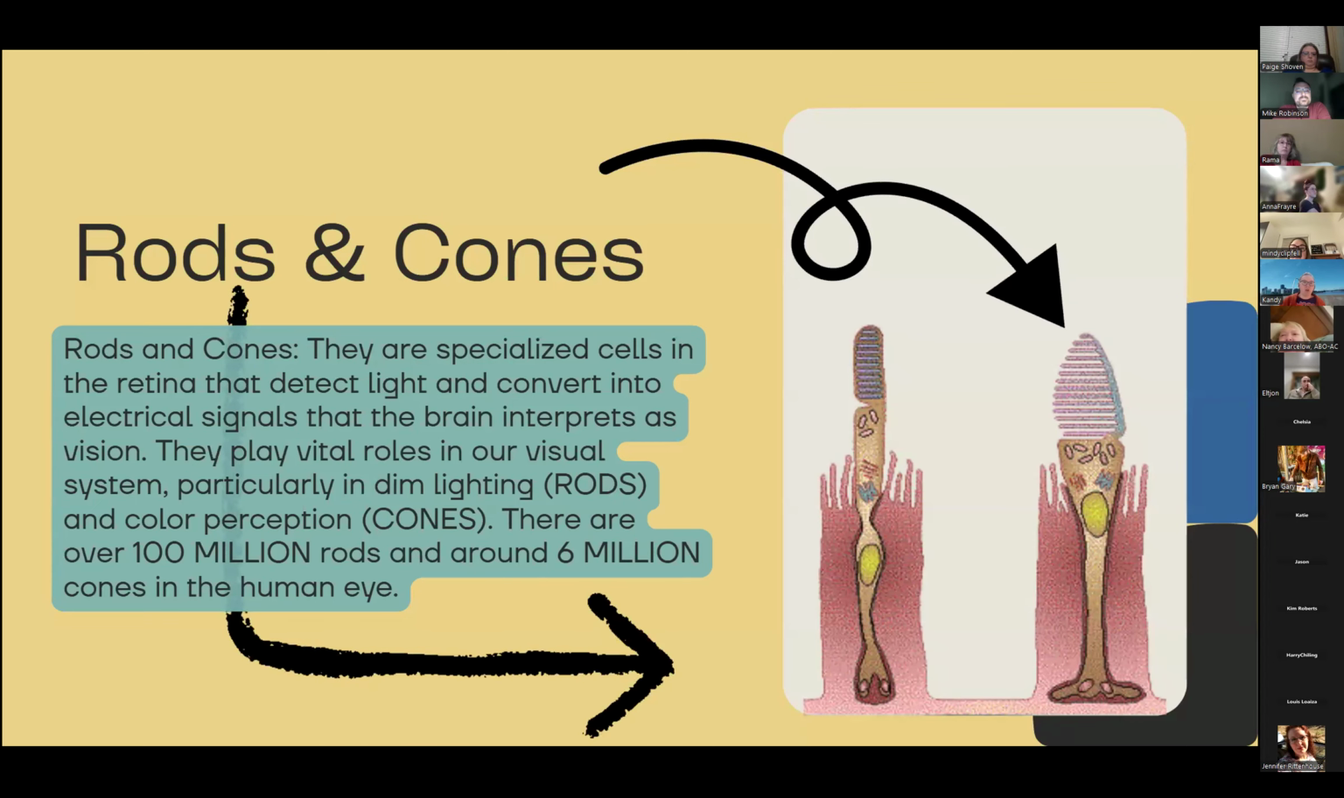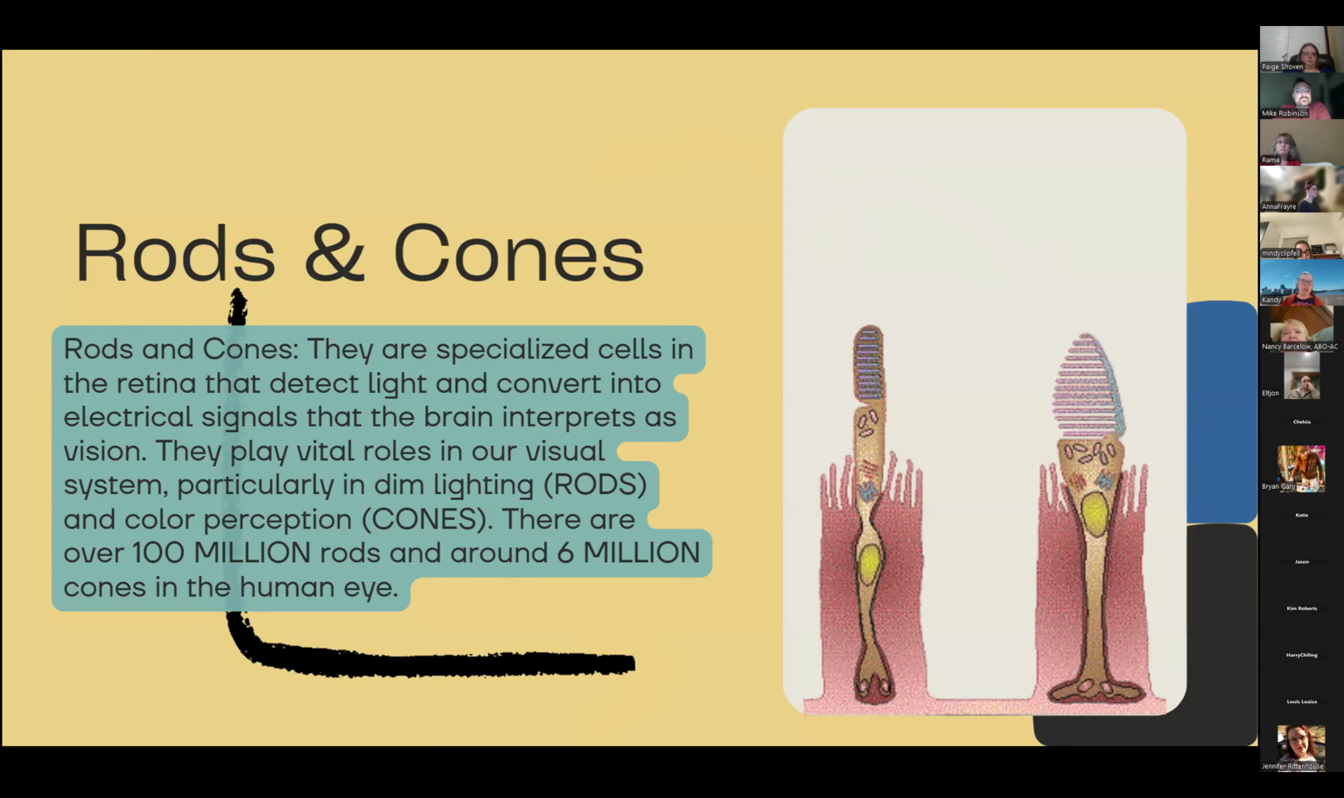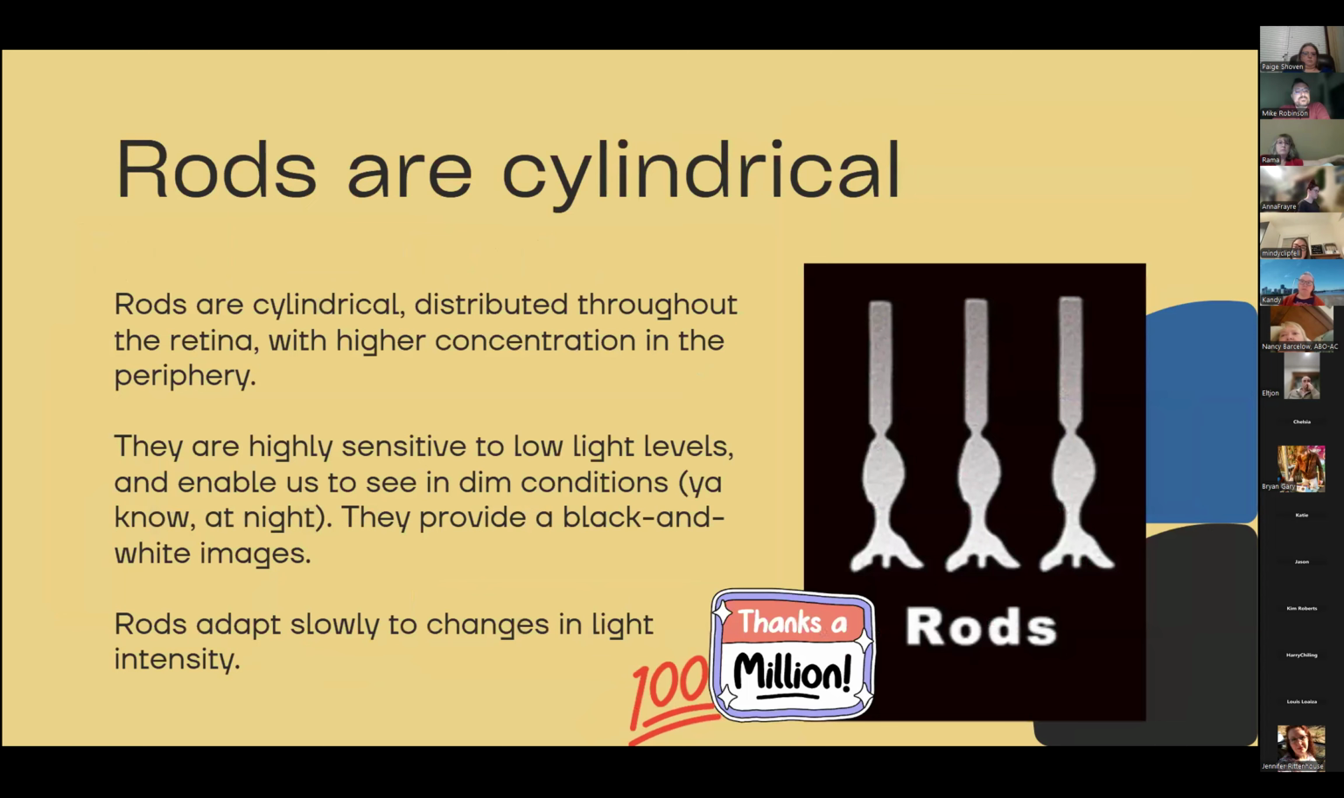Rods are for detecting light. They help us better in dim light situations. And the cones are where the color is. There are around 100 million rods and about 6 million cones. A lot of the rods are in our peripheral vision. So the rods are distributed throughout the retina with a higher concentration in the peripheral vision.